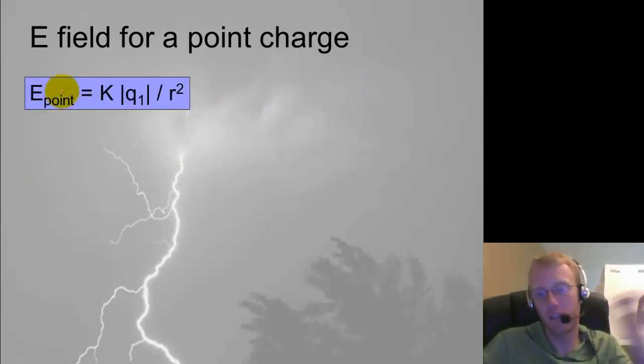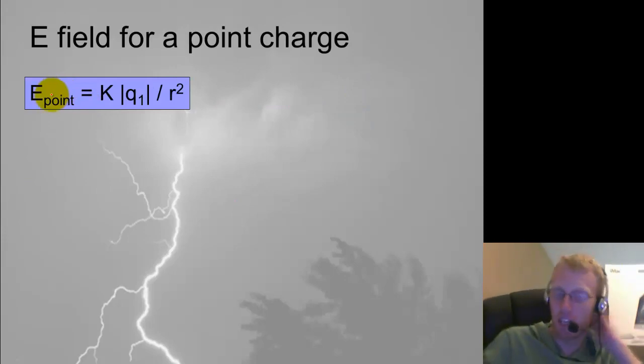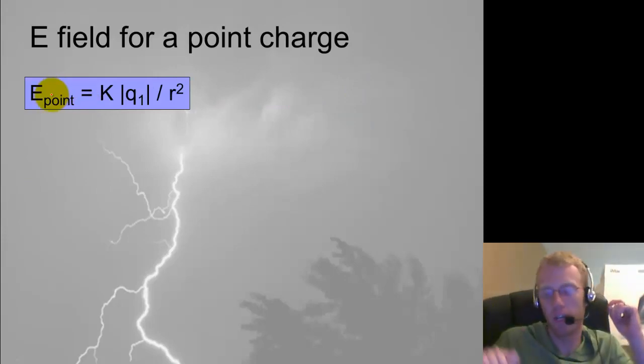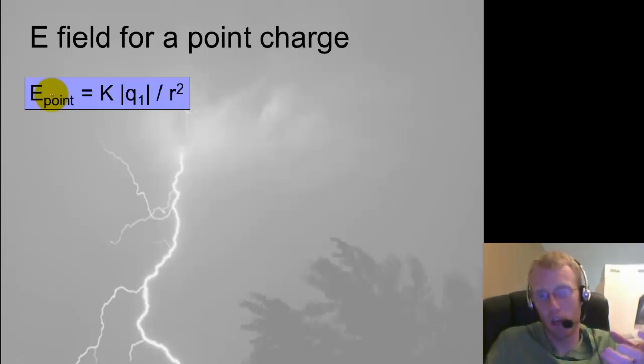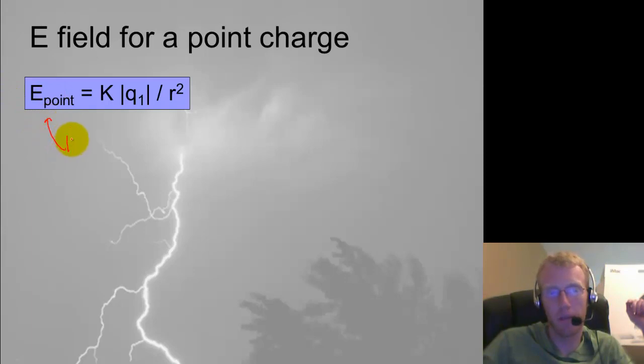Okay, so this is an important formula to write down. The electric field caused by a point charge is kq1 over r squared. What that means is the electric field very close to it is quite strong, and as you get farther away, the electric field gets weaker and weaker and weaker. So this tells you the magnitude only.